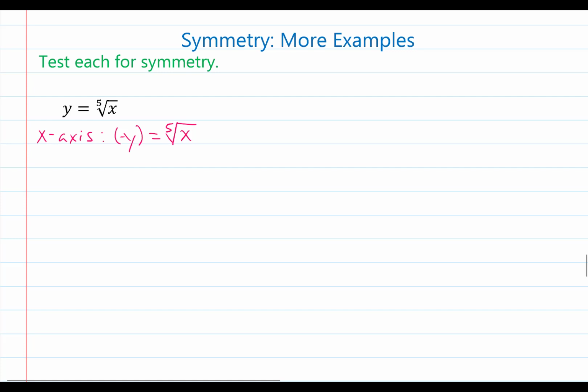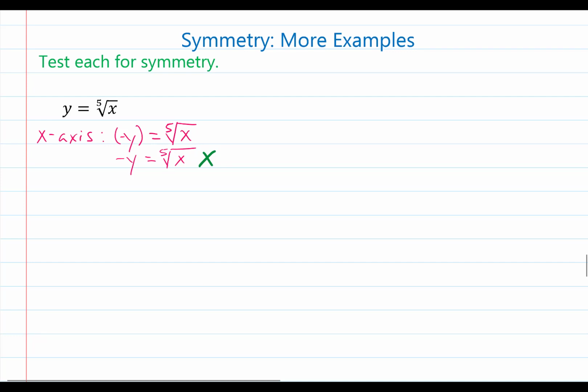Our goal is to try and simplify this equation back to the original. Well, on the left side, I have the opposite of y, nothing else, so I'm just going to rewrite that without the parentheses. And as you can see, there's nothing I can do on the left side or the right side in order to get back to the original equation, and so therefore this test fails. So the graph of this equation is not symmetric with respect to the x-axis.